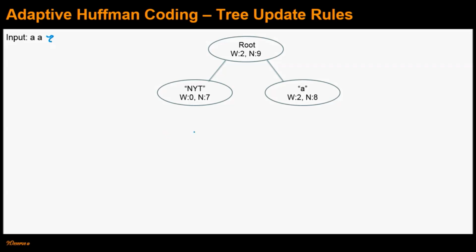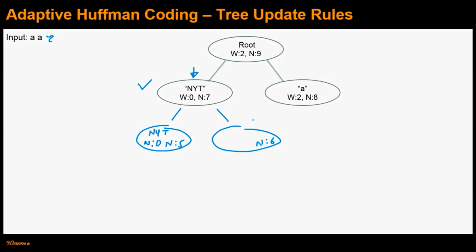So what we do is, we spawn this NYT node into two nodes, right? So this node would be the first node, this node would be the second node. Then the left node would be marked as the new NYT node with weight as 0, right? The previous NYT node has N equal to 7. So for this NYT node, N would be 5. And for this new node, N would be 6.